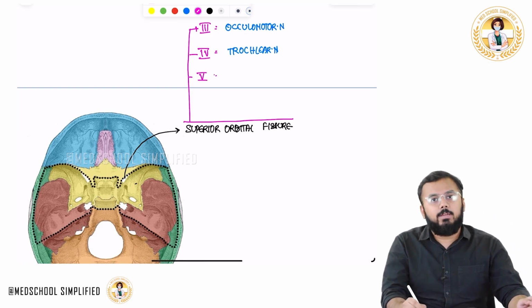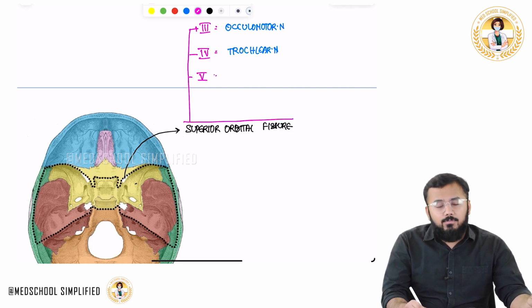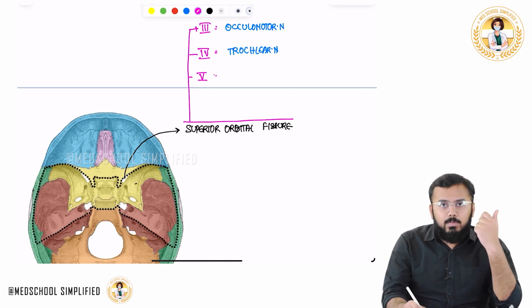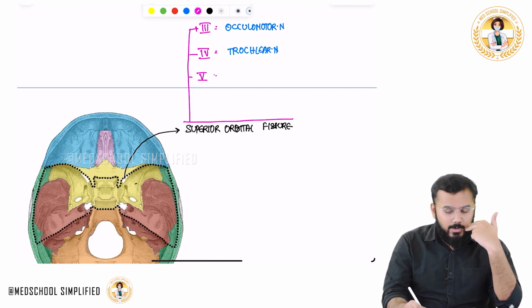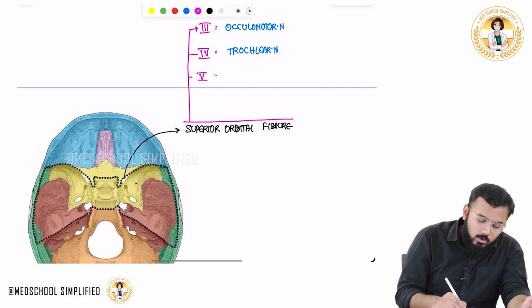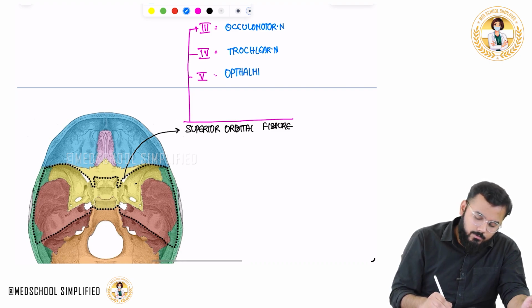After that, we have the fifth pair of cranial nerve. Within this fifth pair of cranial nerve, we have 3: V1, V2, V3. V1 is called the ophthalmic branch, V2 is called the maxillary branch, and V3 is called the mandibular branch. So here, which one is coming out? That is your ophthalmic branch.